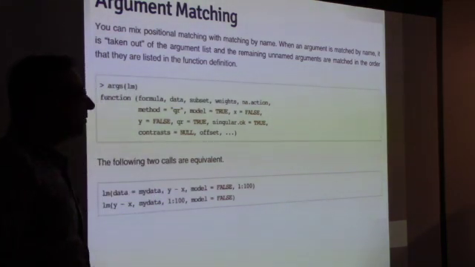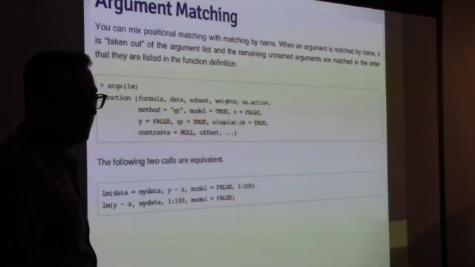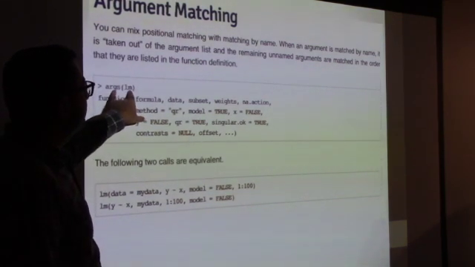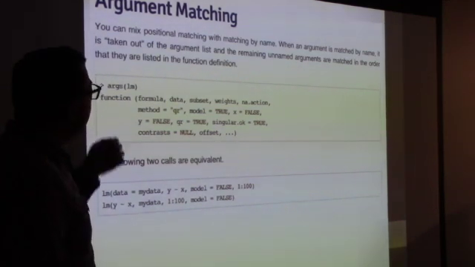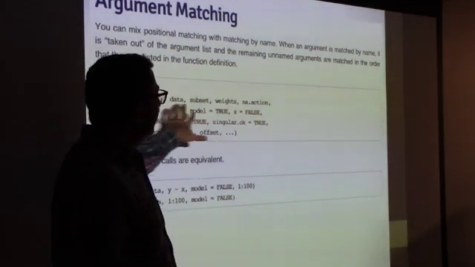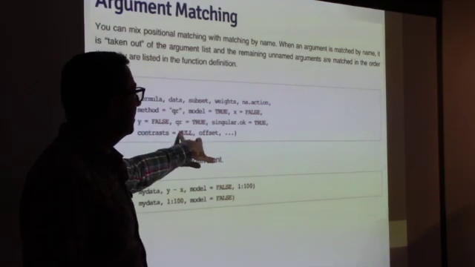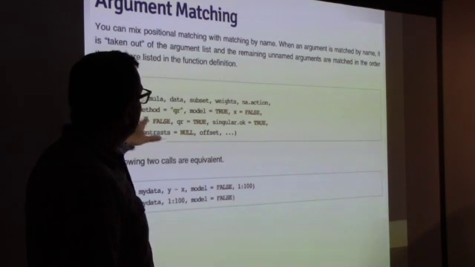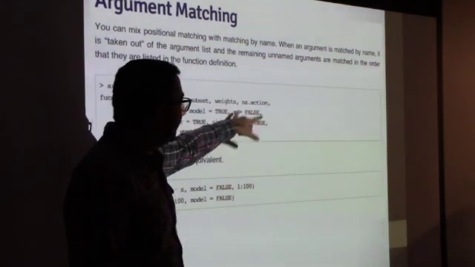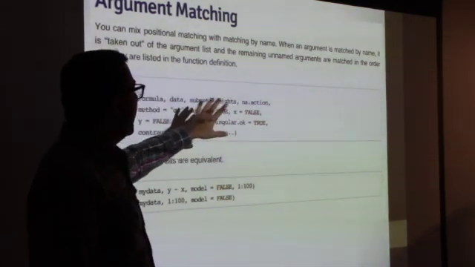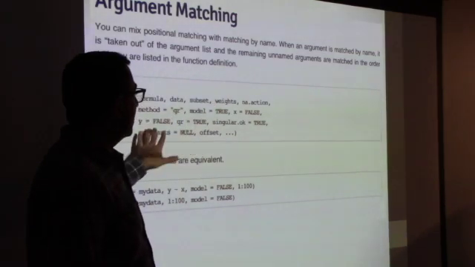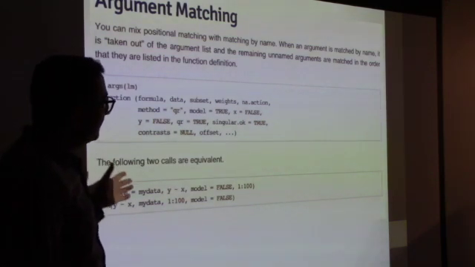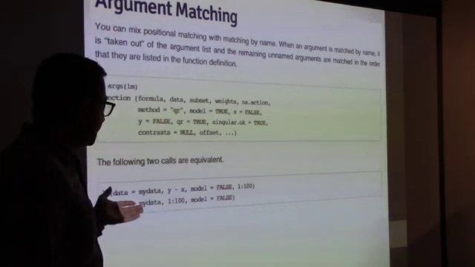So, what happens when you pass arguments to a function? A function definition includes, for example, here's a function definition of a linear model function, and it already includes a bunch of arguments that are to be passed to it. So a linear model function has a lot of arguments, including formula, data, subset, weights, na.action, method, model, x, y, qr, singular.ok, contrasts, offset. So all of these are arguments that need to be passed to the function.